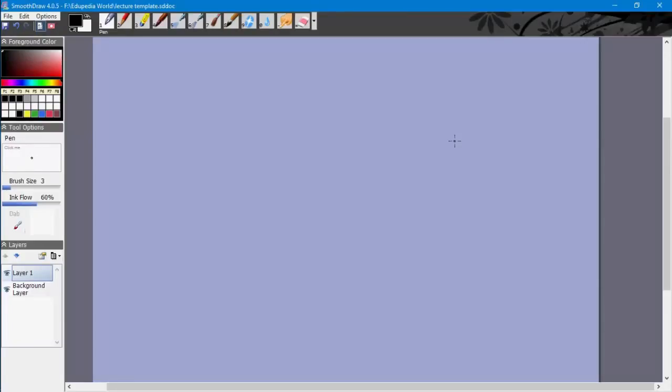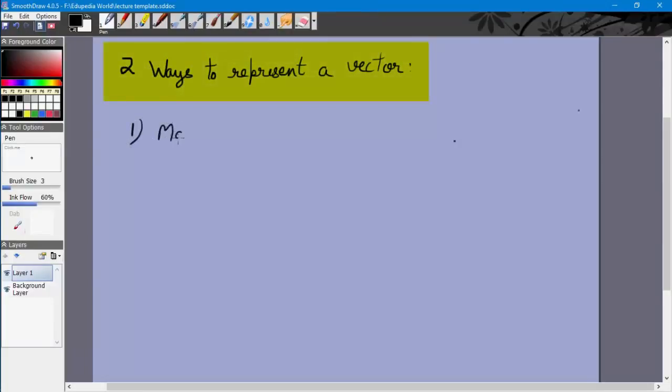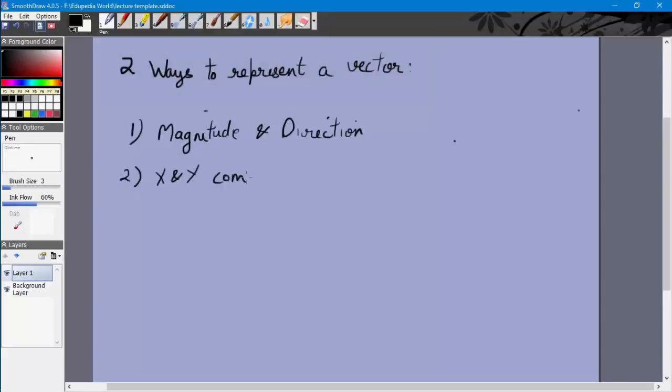In this video, we'll begin our discussion of operations on vectors, specifically the addition of two vectors, the subtraction of two vectors, and the multiplication of a vector with a scalar. So let's take a small recap of what we did in the previous video. We found out two ways to represent a vector. One was in terms of magnitude and direction, and the other was in terms of x and y components. And we saw how to go from one to the other.